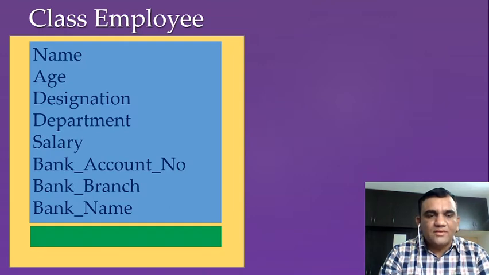Here we have a class Employee with a few attributes: name, age, designation, department, salary, bank account number, bank account branch, and bank account name. For simplicity, we have put only the variables. We have not shown the methods.